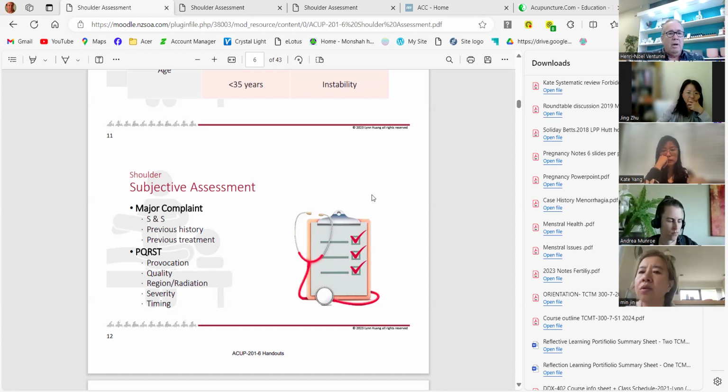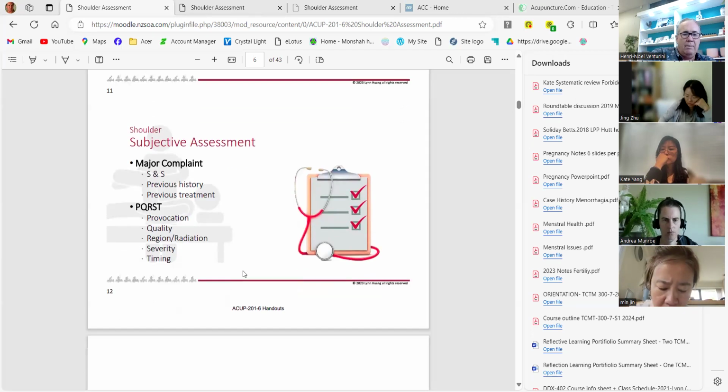What happened? How was the injury? How did you injure yourself? What's the quality of pain? Where is the area where the pain is? Can you give me an indication of how strong the pain is? And when is the pain? Is the pain in the morning when you wake up? Does it feel better during the day with movement? Does it feel worse? Is it worse at night time? Does it disturb your sleep? So these are all questions that you'll be asking to understand what's going on with the pain.